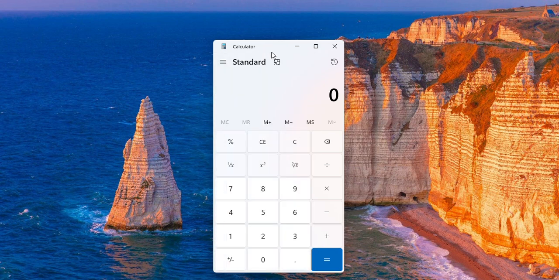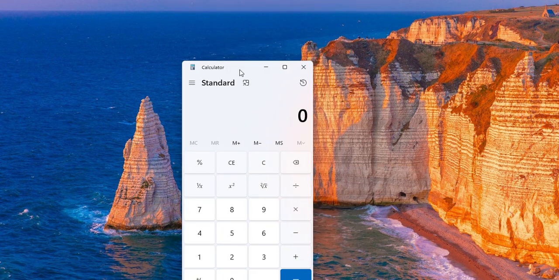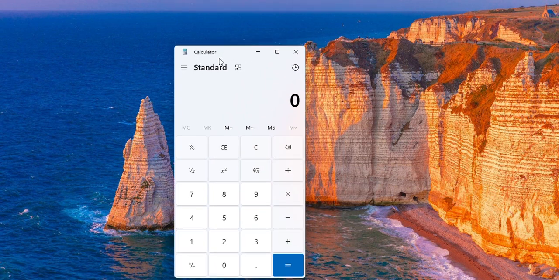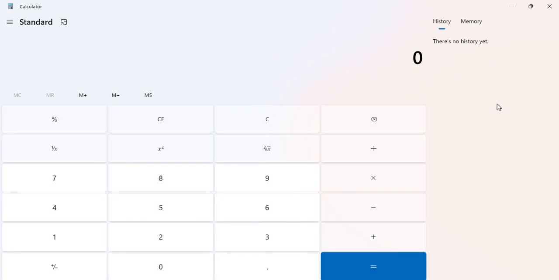Let us understand the screen of the calculator first of all. You can find here the heading of the application, Calculator, and you can find the three control buttons: close, minimize, and maximize. If you maximize it, you can find the history and memory clearly. If you use some values in the memory of the calculator using M+, M-, MS like that, you can find them under the memory section.